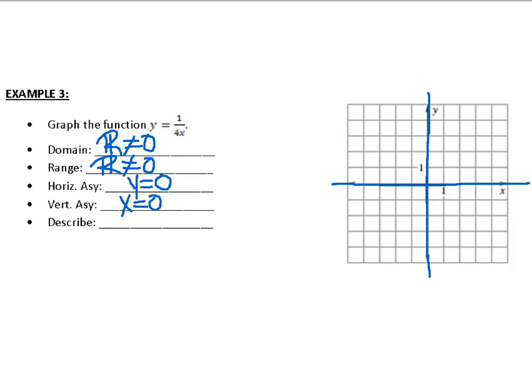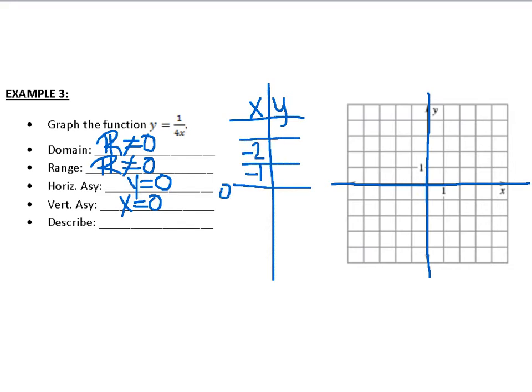Looking at this, I can see right away 1 over 4, that's like 1/4. So I'm thinking I'm going to have a shrink of 1/4. Well, let's look at our table after we make that. So here's my table. My middle is going to have to be 0 again. I'm going to go -1, -2, -3, and then 1, 2, and 3. If you just plug these into your calculator, which I've already done, you get -1/12 for -3, for -2 you get -1/8, for -1 you get -1/4, for 1 you get 1/4, for 2 you get 1/8, and for 3 you get 1/12.